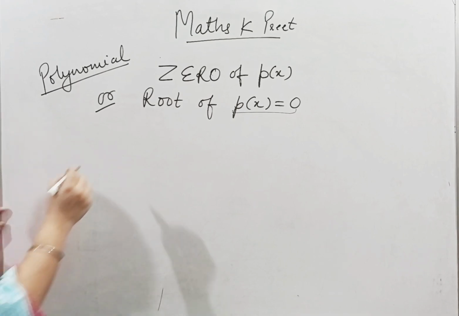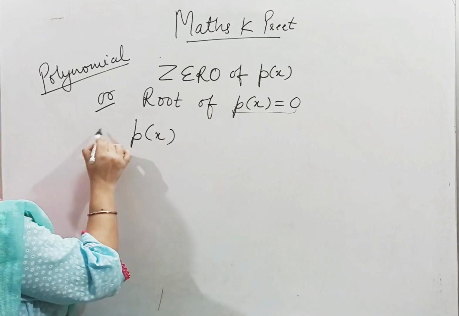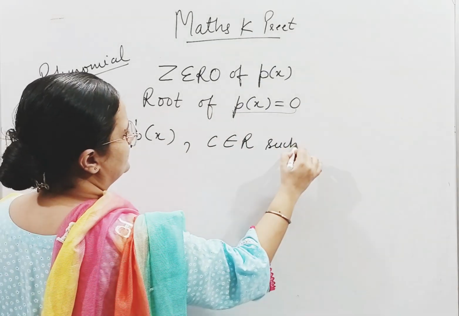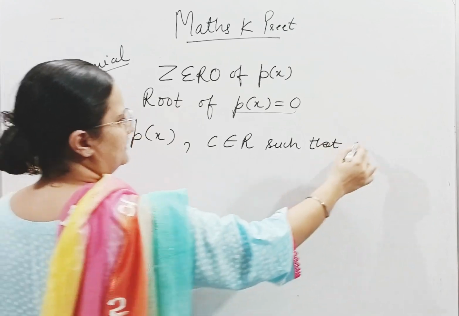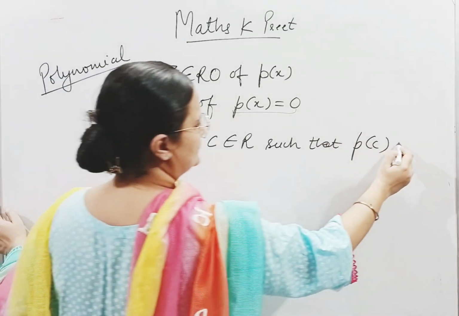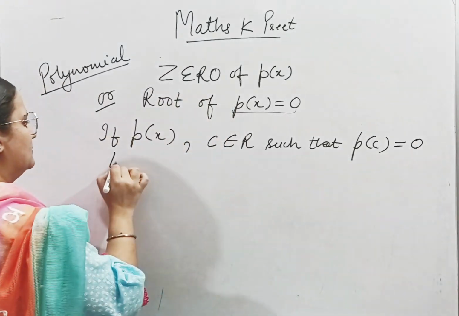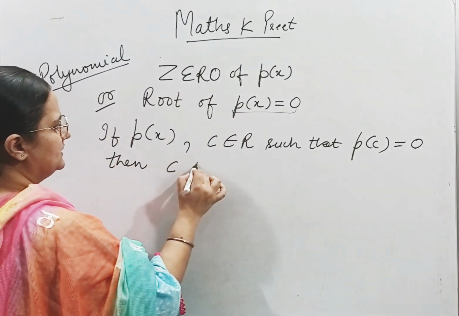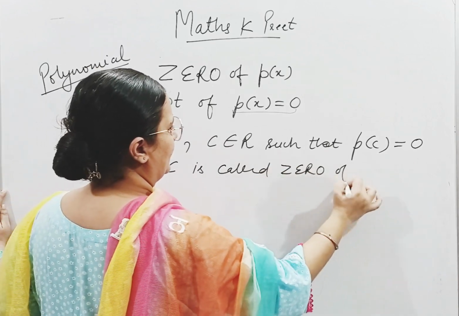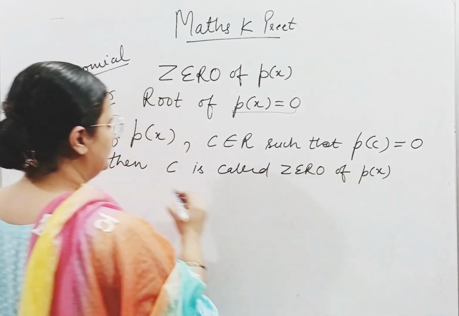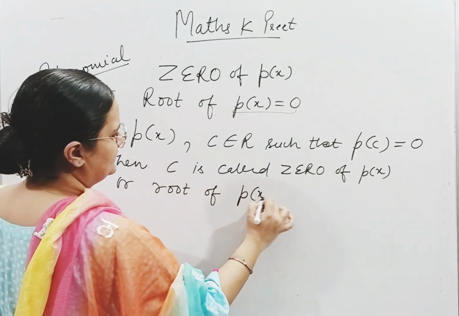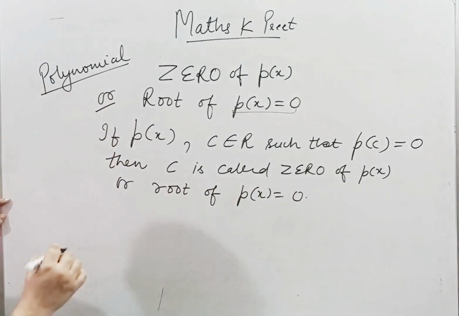So let's see, if I have this polynomial p of x and c is a real number such that p of c, so we are putting the value of x as c, and if the result is equal to 0, then c is called a zero of the given polynomial p of x, or root of p of x equals 0. Let's take an example.